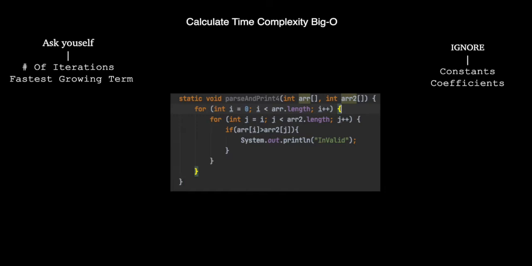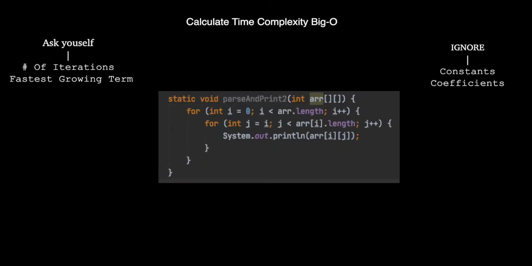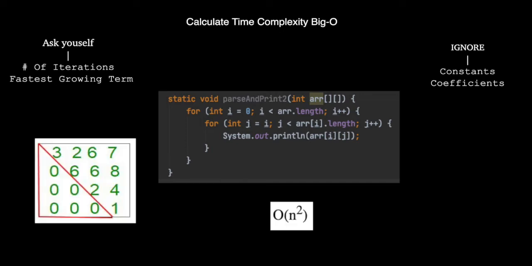Next, we have an array. We're going over the array twice, but in the second time, we're just going over half the array. It's the same thing. It's as if we're going over half a 2-dimensional array. And as we said, ignore the constant. So it's going to be O of n squared, as if half n squared. Ignore the half, and it's going to be O of n squared.